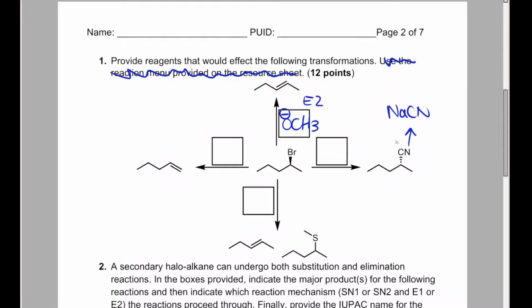So we know that this is coming from NaCN and it's an SN2 mechanism, so I'm going to write that in as the reagent and as a note that it's an SN2 mechanism, and I'll show you the mechanism for this reaction.